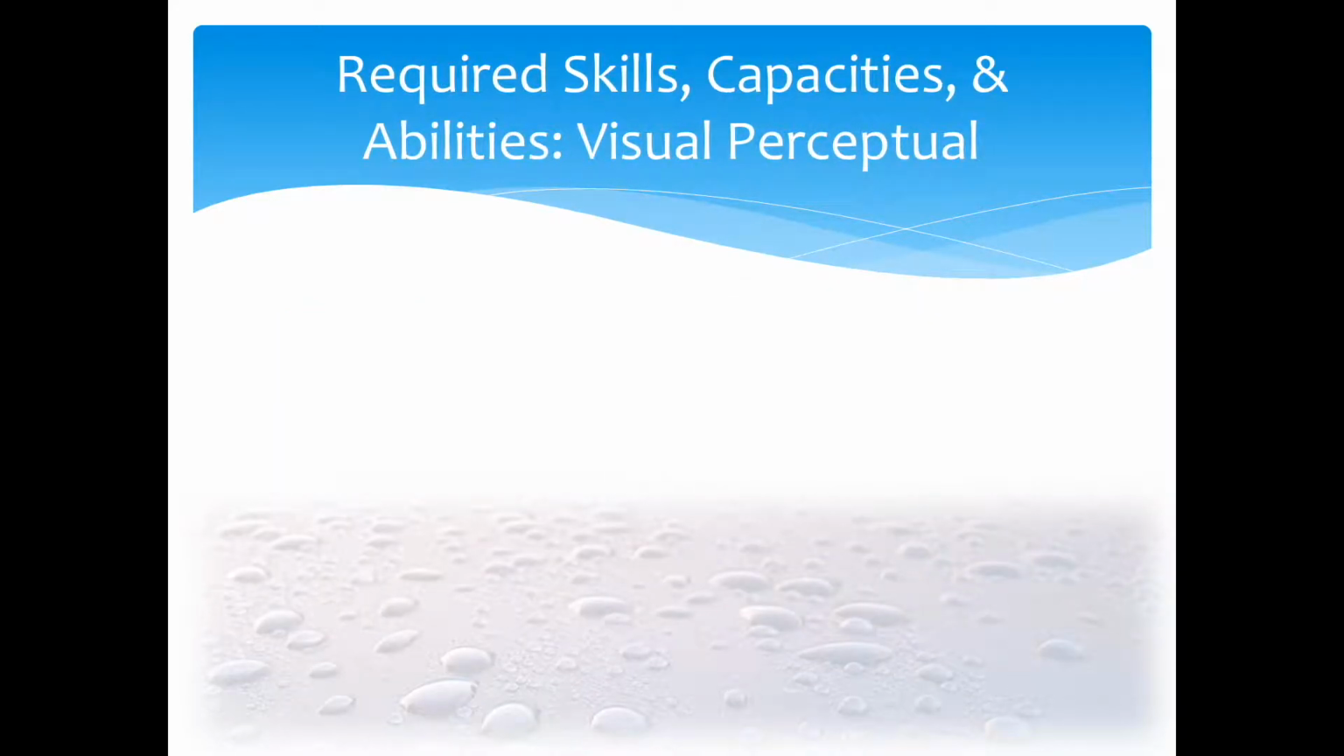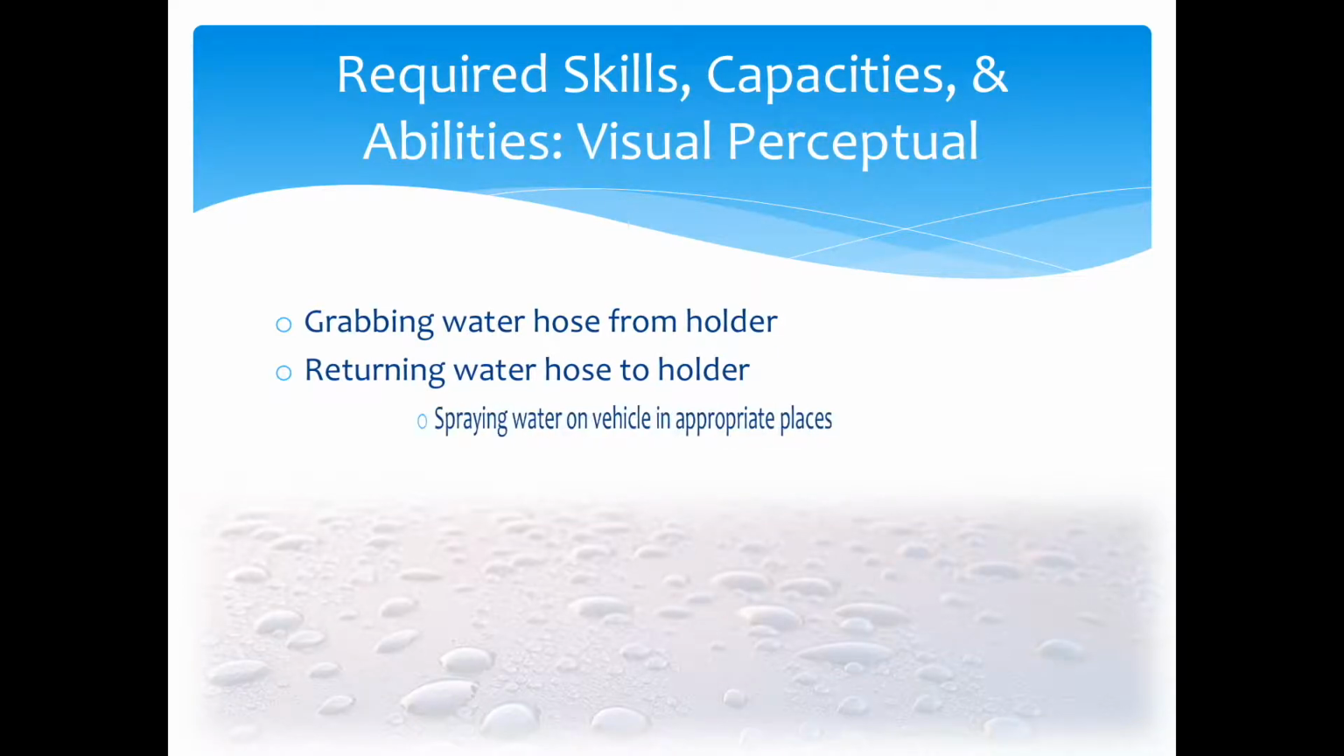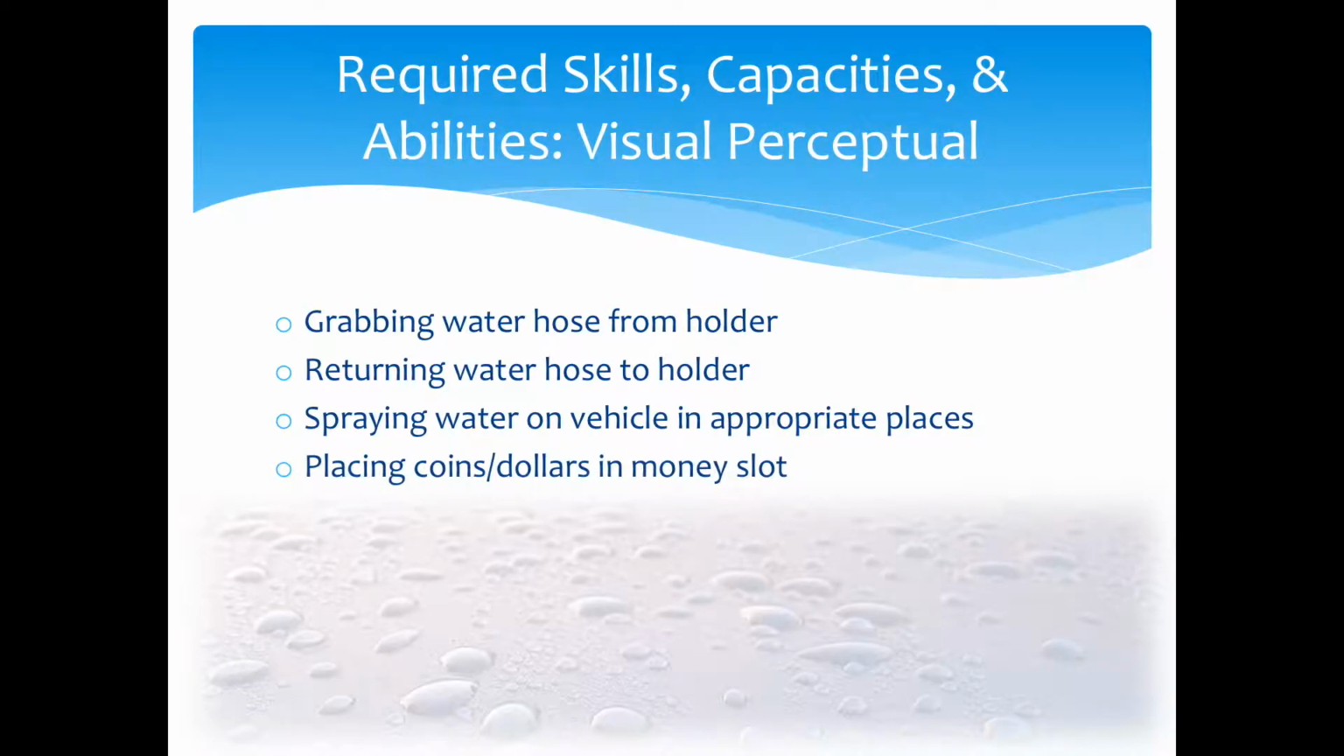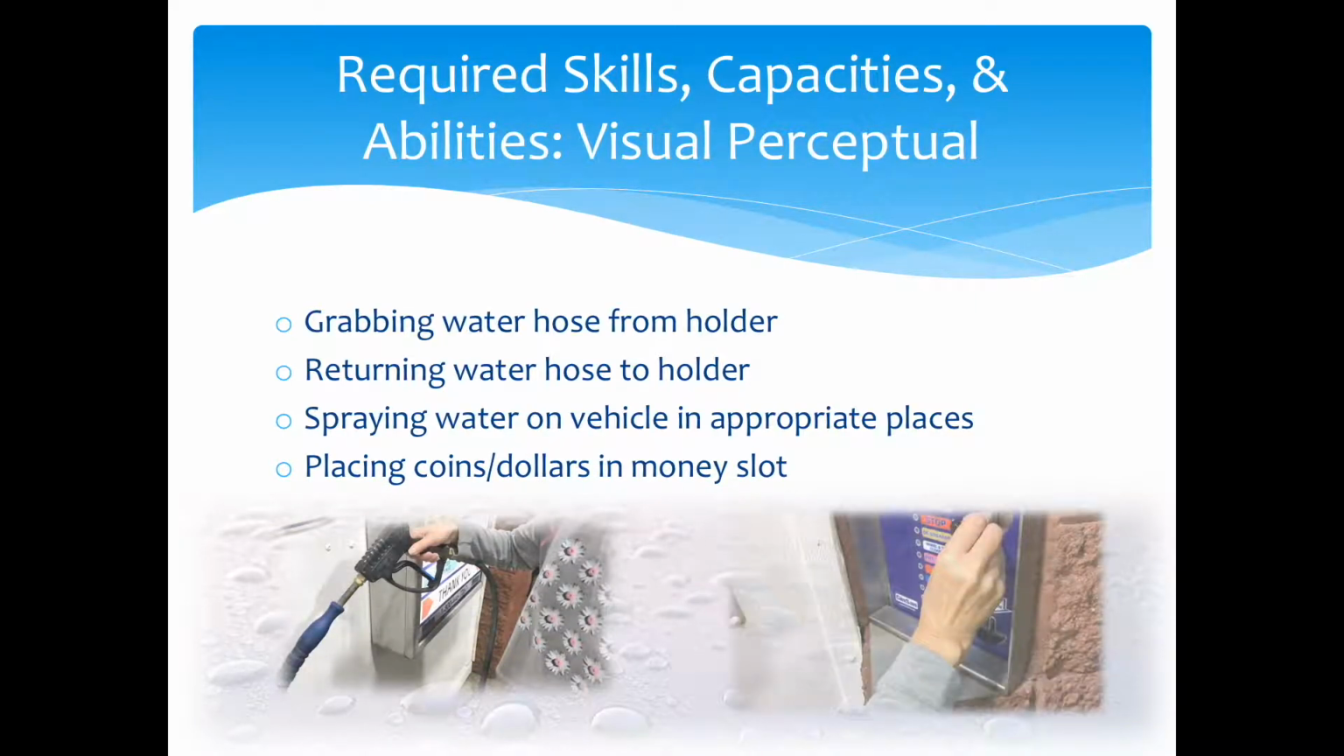Some of the tasks that will require visual perceptual skills include grabbing the water hose from the holder, as well as returning it, and accurately spraying water on the vehicle in the appropriate places, as well as placing coins and dollars in the money slots. Some of these activities require gross motor and some of them require fine motor, but visual perception is important for all of these tasks.